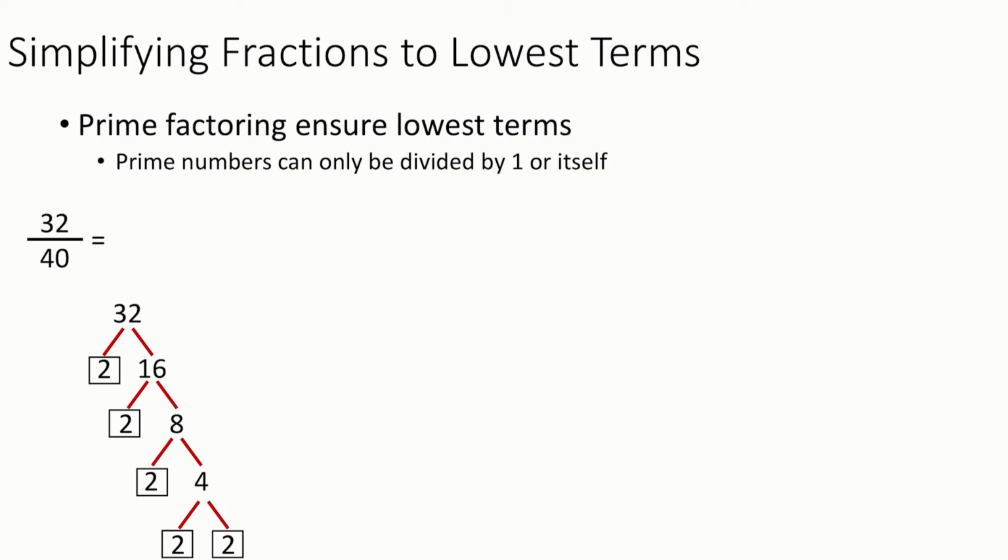So now everything that we've squared in this diagram is the prime factorization. 32 is equal to 2 times 2 times 2 times 2 times 2, or you can write it as an exponent, 2 to the 5.